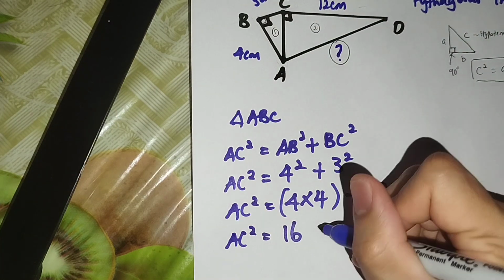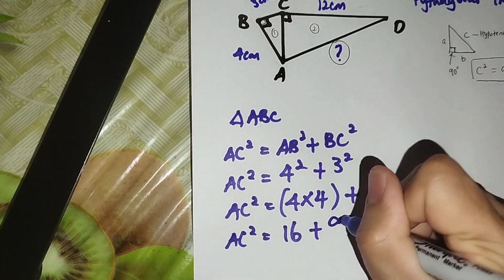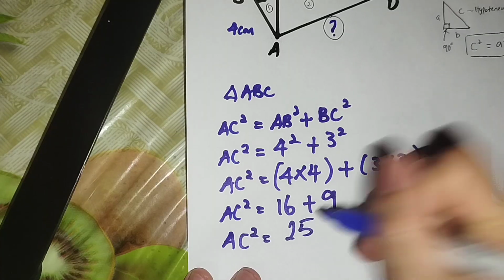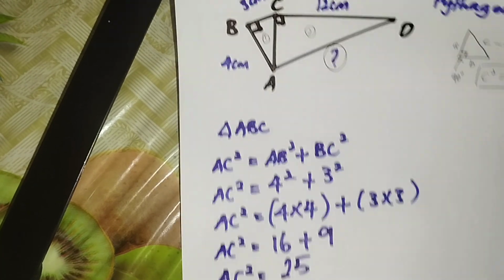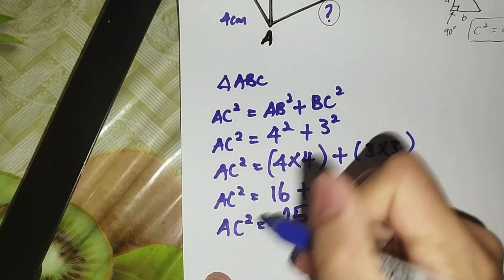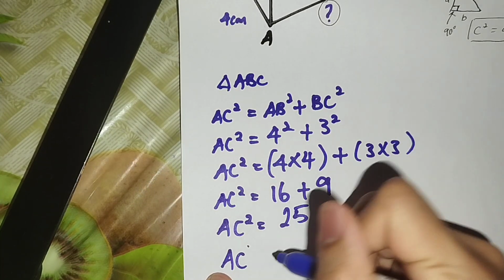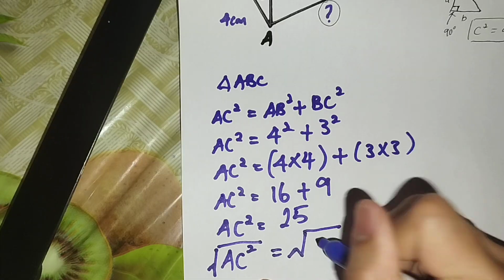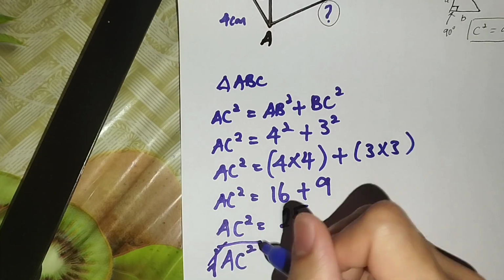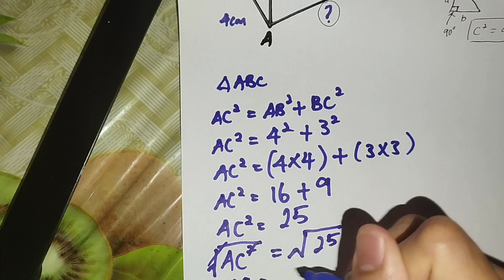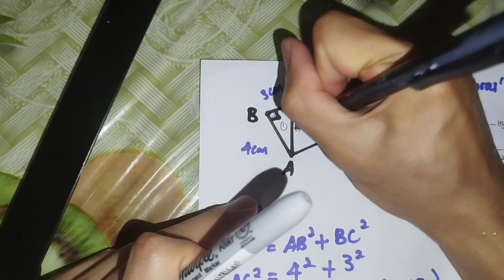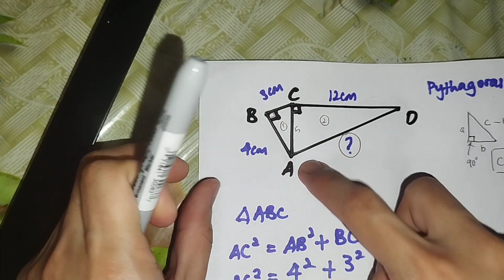And 3 times 3 is 9. And this adds up, 16 plus 9 is 25. And we square root both sides, right? And this cancels off the square. So AC is equal to 5. Okay, so which means this length here we know is 5 centimeters, right? So we have found out what AC is.